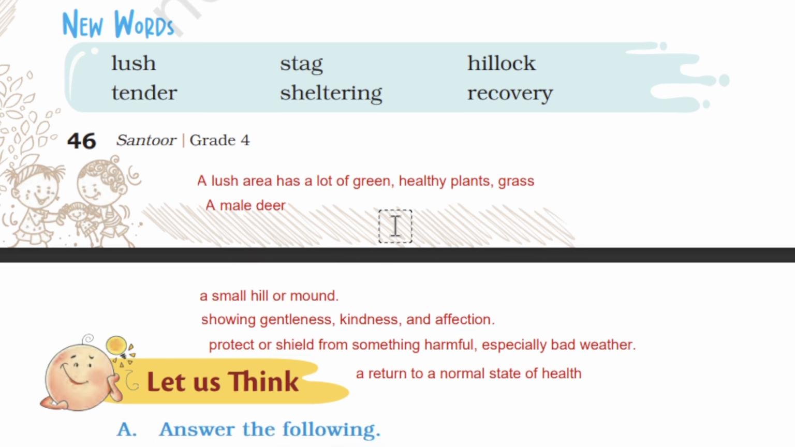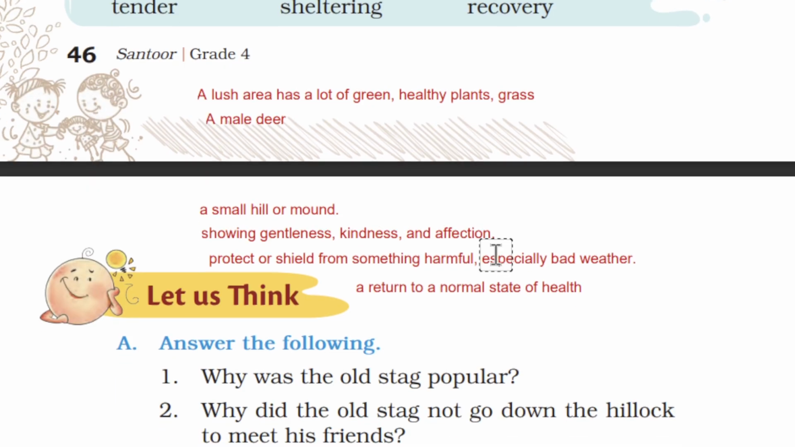Next, stag, a male deer. Hillock, a small hill or a mound. Next we have tender, meaning showing gentleness, kindness and affection. Sheltering, to protect or shield from something harmful, especially bad weather. Last is recovery, to return to a normal state of health.